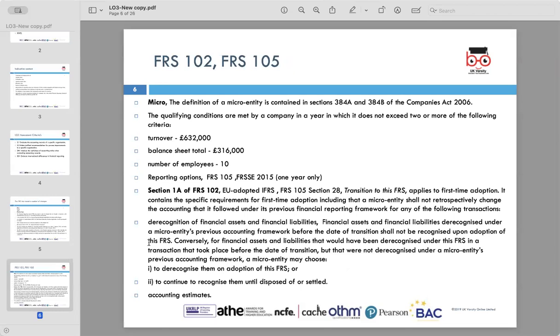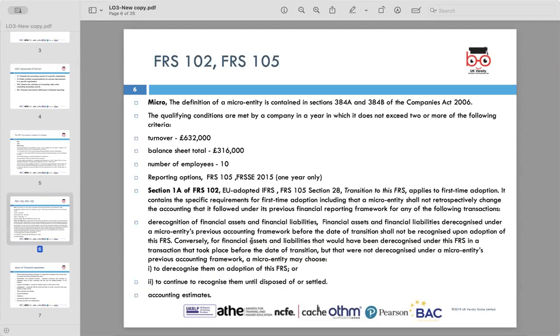Micro-entities have specified criteria defined under the Companies Act 2006, sections 384A and 384B. A company qualifies as a micro-entity if it meets at least two of the following conditions. You can see here: turnover does not exceed 632,000 pounds, balance sheet total does not exceed 316,000 pounds, and number of employees does not exceed 10.